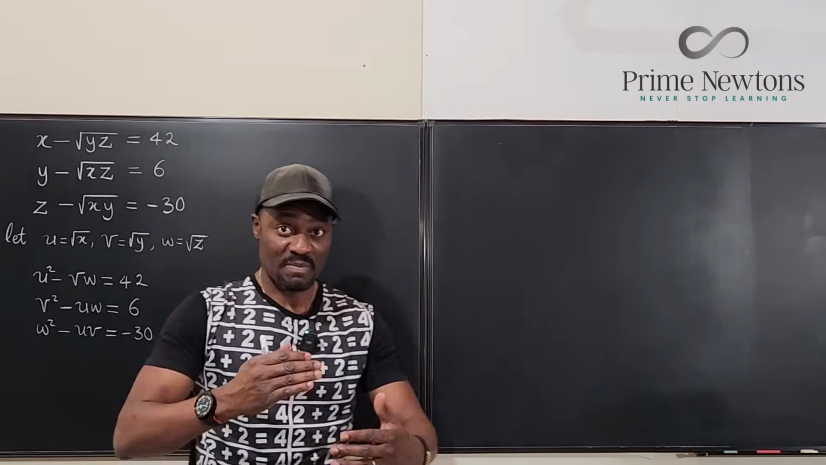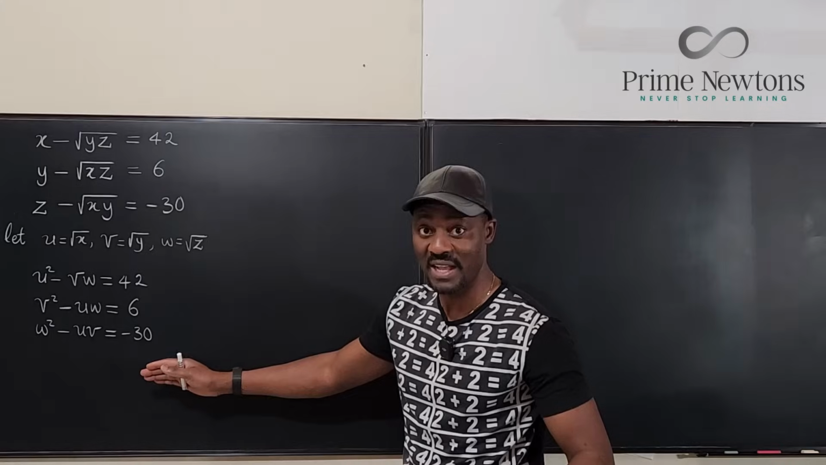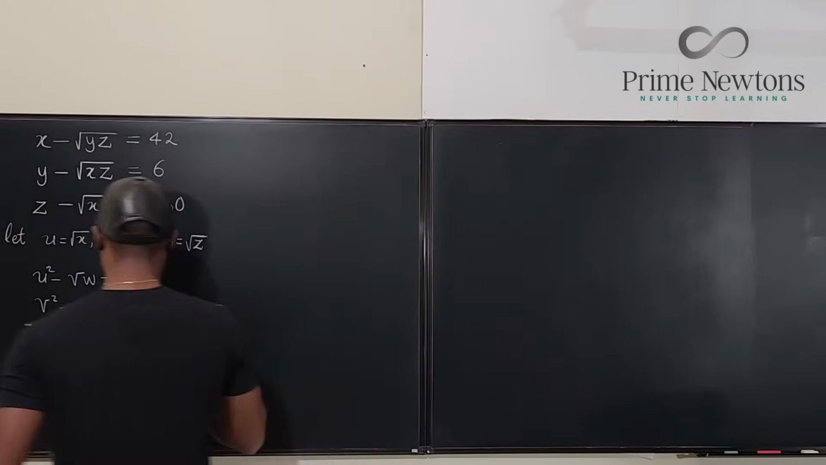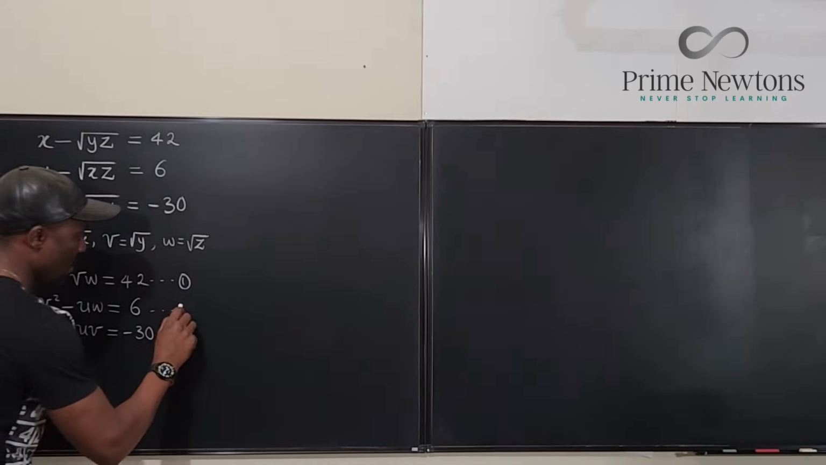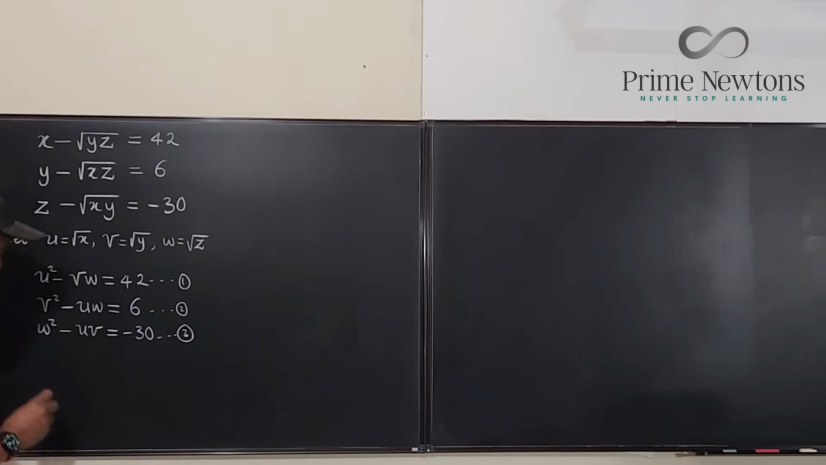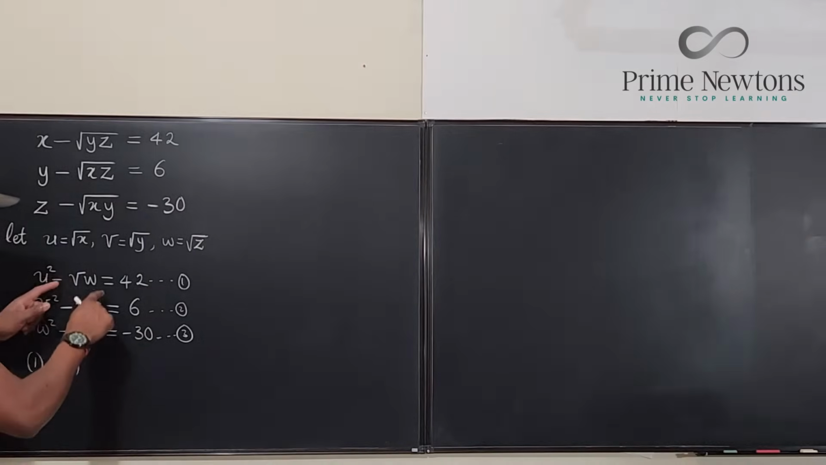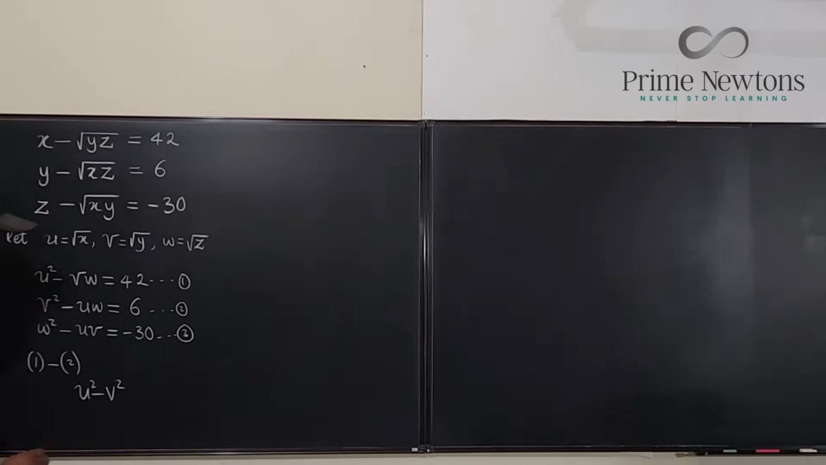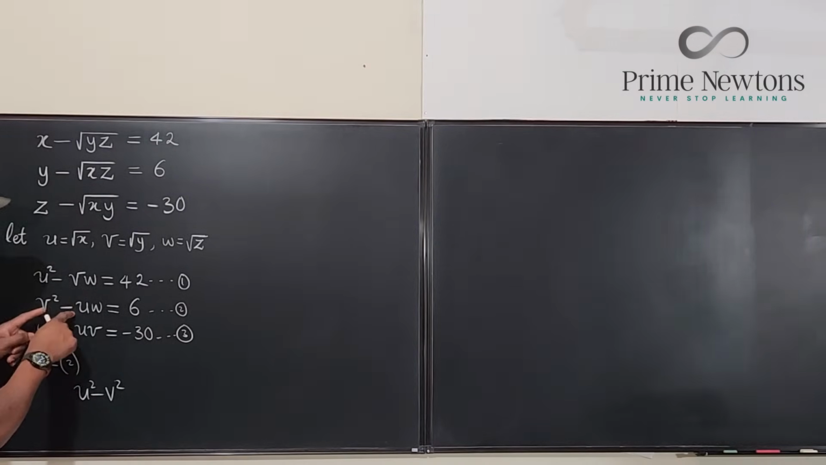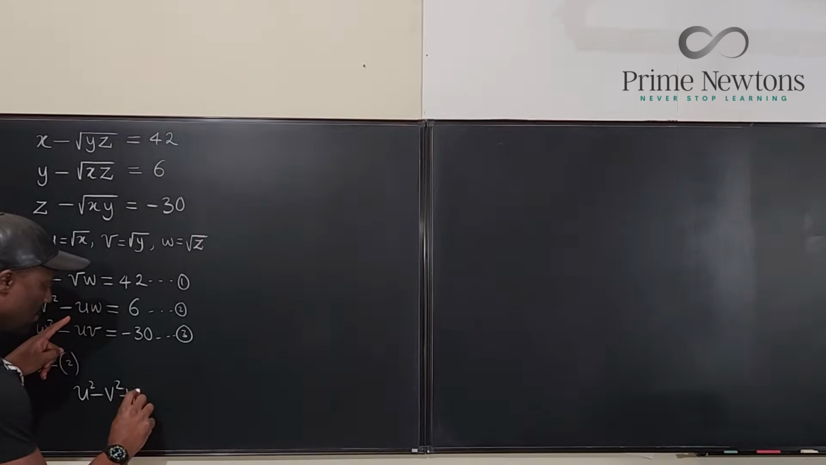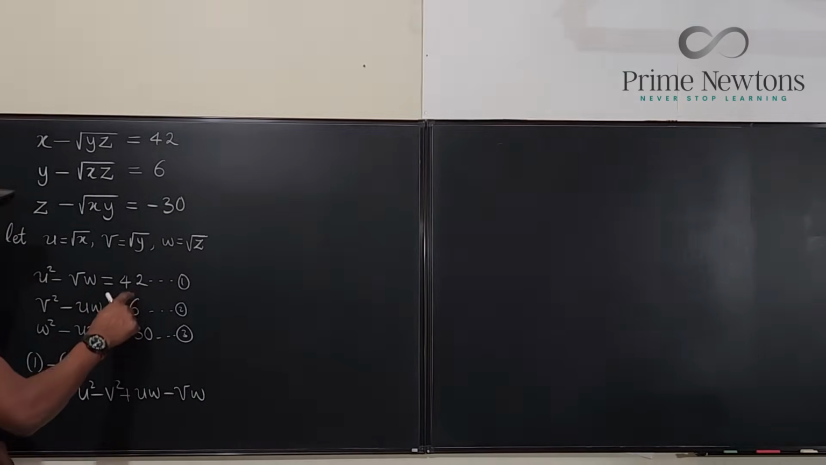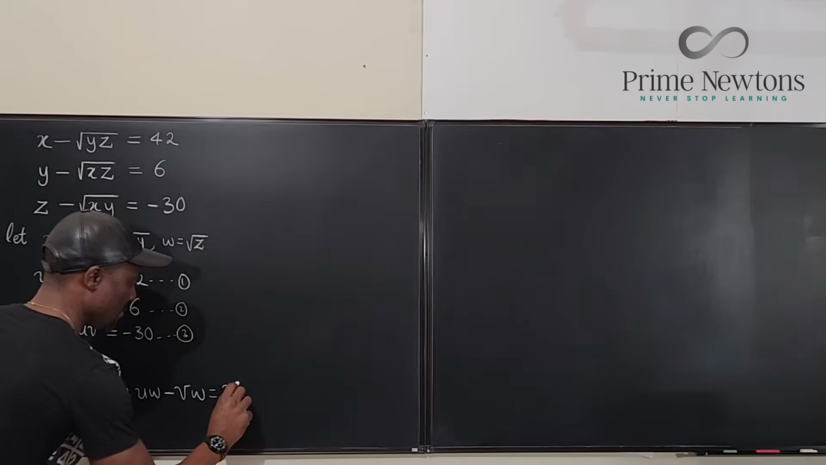So from here, the manipulations I mentioned are going to come into effect. I am going to subtract this equation from this equation. So let me just label quickly. Let's call this 1, call this 2, call this 3. If I do equation 1 minus equation 2, what am I going to get? This minus this is going to give me u squared minus v squared. Then this minus this is going to give me uw plus uw minus vw, and the right side is this minus this, which is going to be 36.